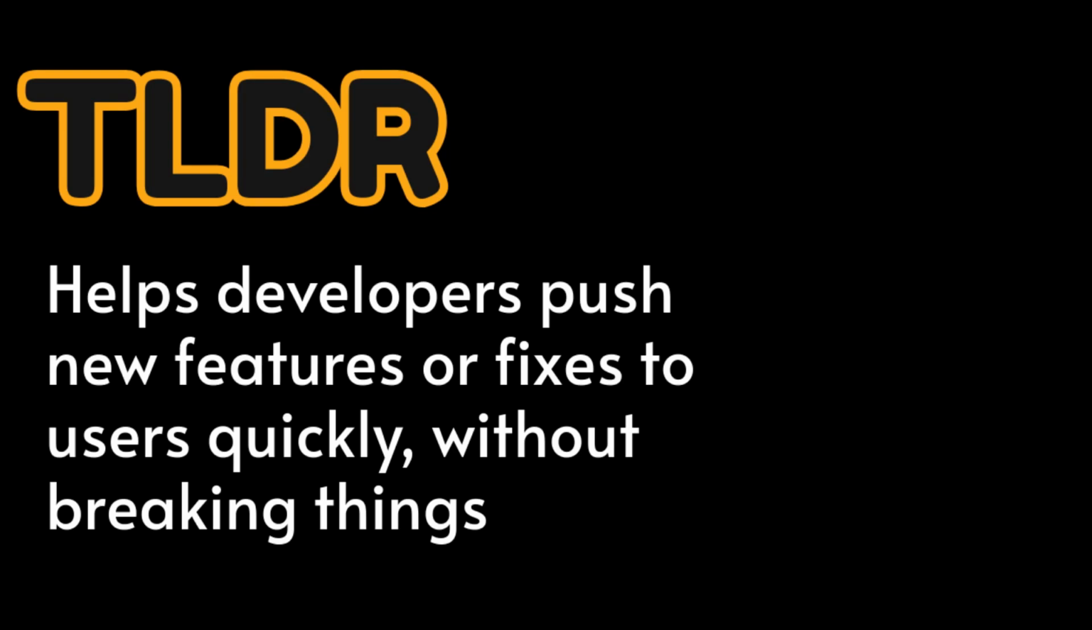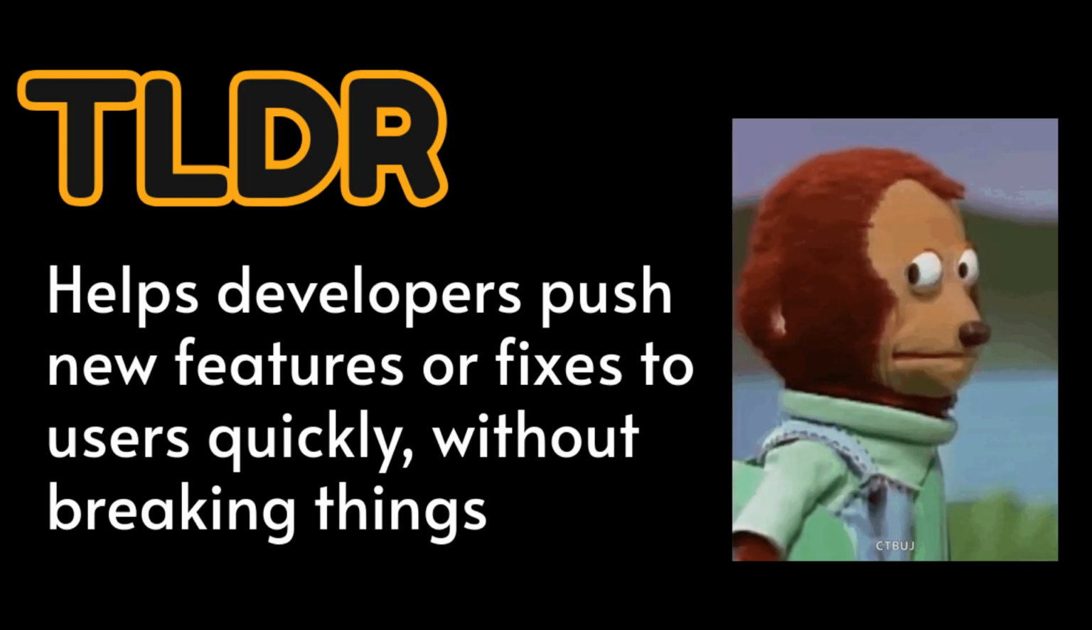So what is CI/CD? If you're like me, you've sat through explanations of CI/CD that somehow made it feel more confusing than before you started. So today, I want to break it down the way I wish someone had explained it to me. The short, high-level explanation: CI/CD is a practice that helps developers push new features or fixes to users quickly, without breaking things along the way. But what does that actually mean in practice?